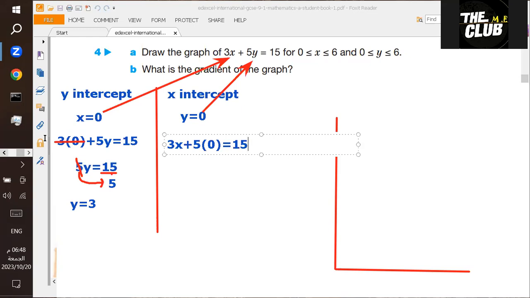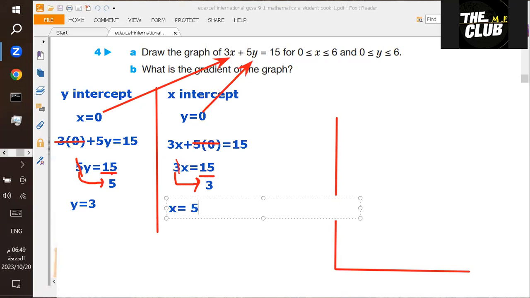Because the 5 is multiplied by 0, it means all of it is 0. And then 3x equals 15. Now, the 3 is multiplied, so we're going to take it to the other side by dividing. So 15 will be divided by 3, and because we took it to the other side, we remove it from this side. Now, we finish this. So x equals 15 over 3. So x equals 5.